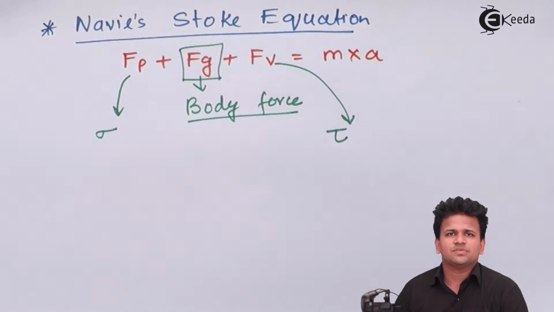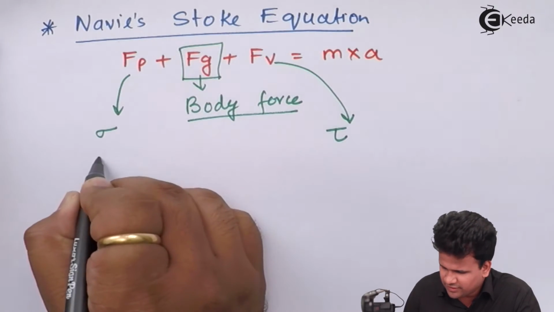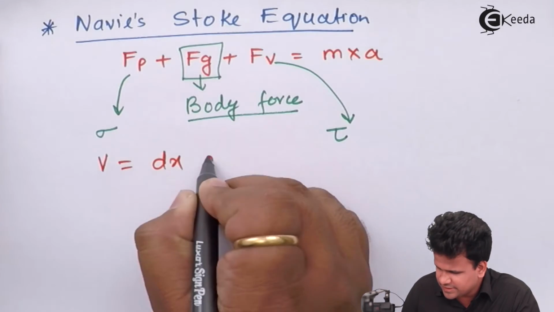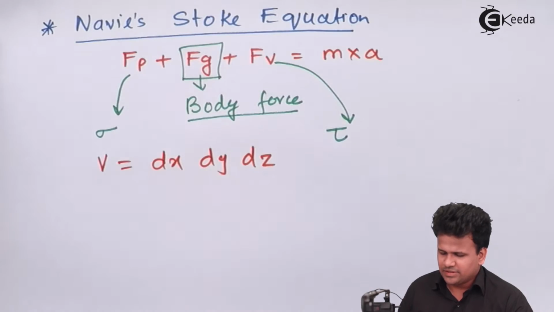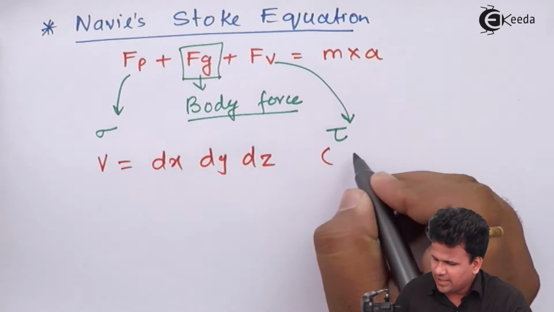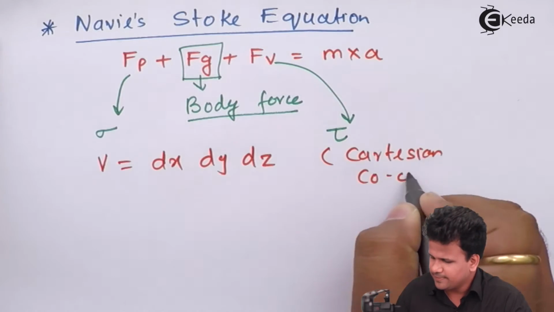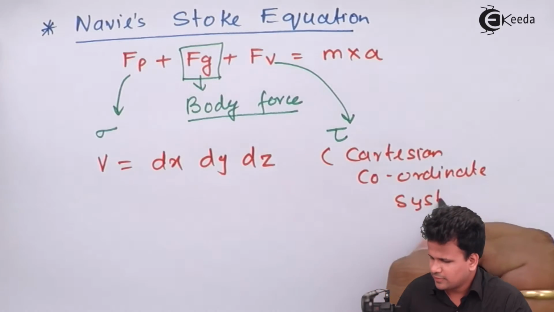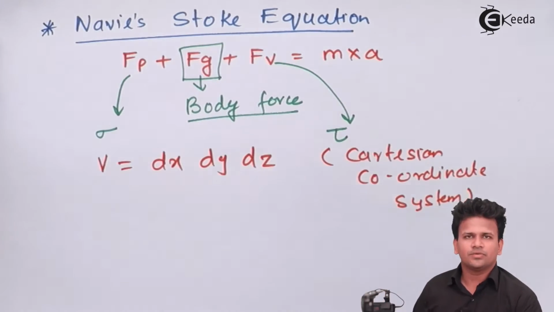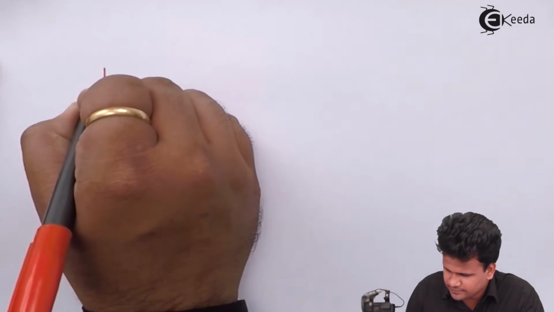Let us consider a small control volume. We'll consider a small control volume having a volume of dx, dy, dz, and this will be in a Cartesian coordinate system. So we'll consider this in a Cartesian coordinate system. So let us draw this part.